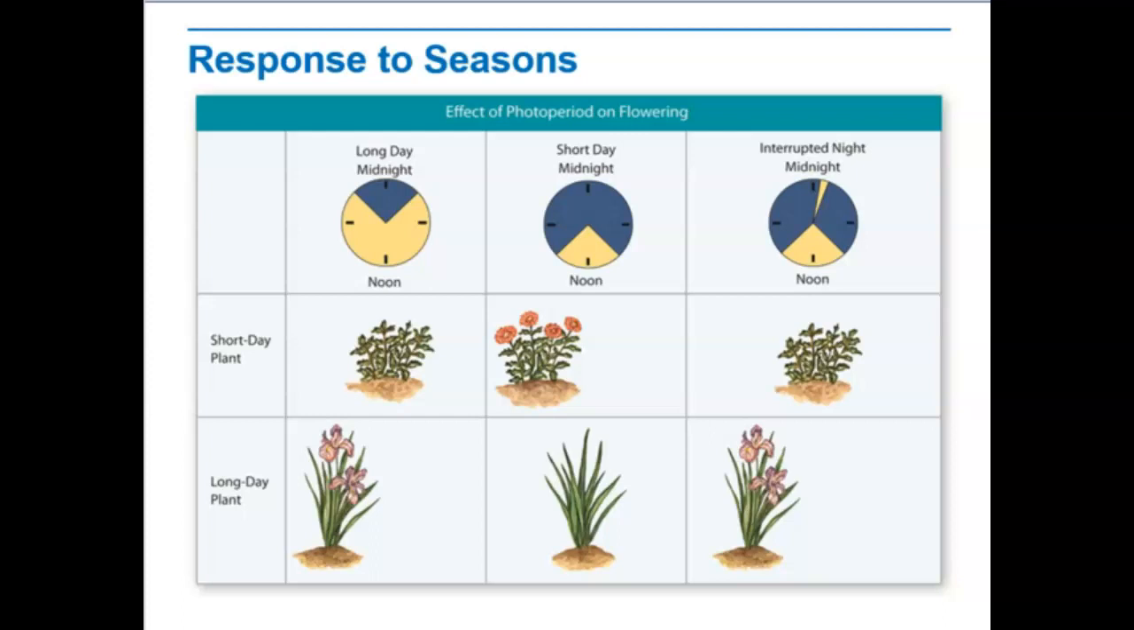The columns in the chart represent three different photoperiods, or relative lengths of day and night. And then the rows show how short day plants and long day plants would respond to each photoperiod. If you look here at the short day plant, when it's having long day periods, it's not flowering. If it has short days, we have flowering, and with interrupted night, we do not have flowering. With a long day plant, if it is exposed to a long day, we have flowering. Short day, no flower. Interrupted night, midnight, we have flowering.